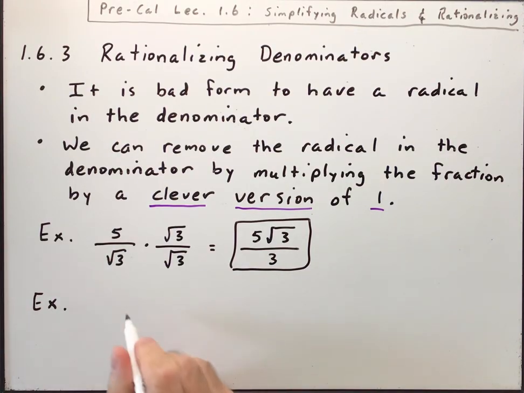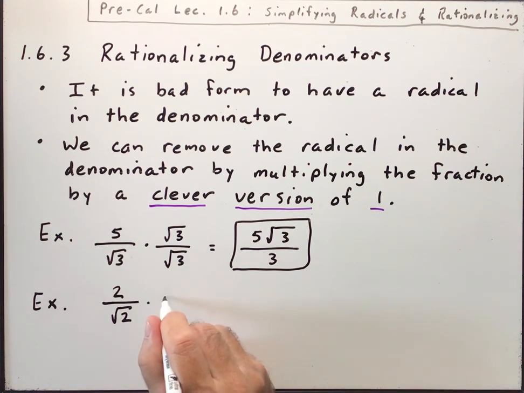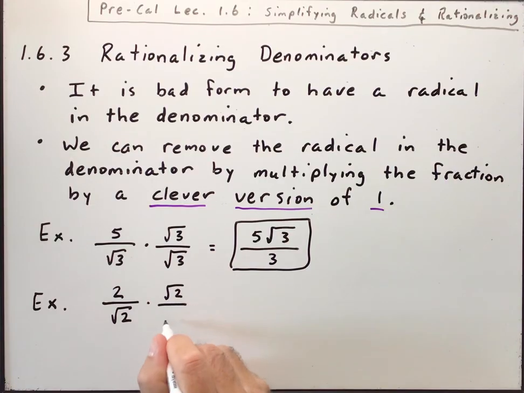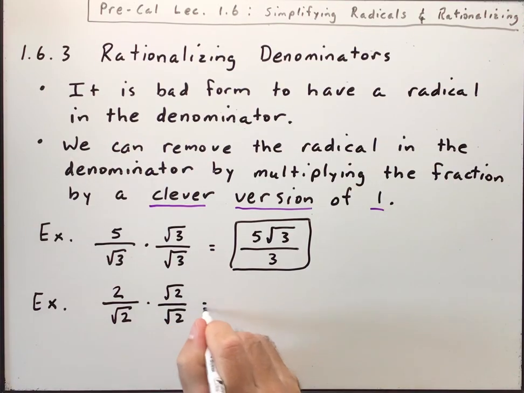All right, next example. Let's say we have 2 over the square root of 2. What clever version of 1 would you use to get rid of the root 2 on the bottom based on what we just did? Well, hopefully you can guess that real quick. That'd be root 2 over root 2.